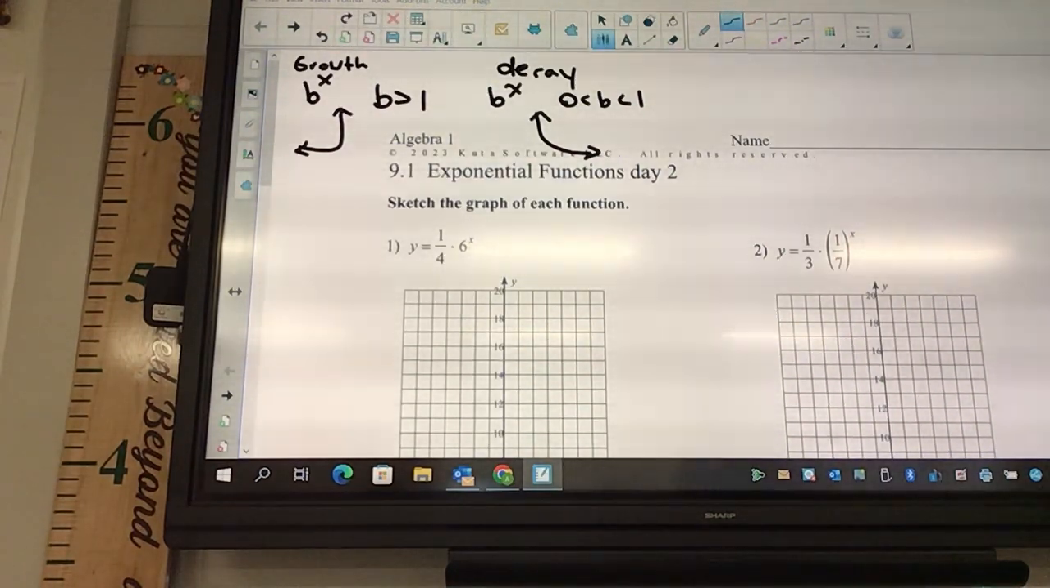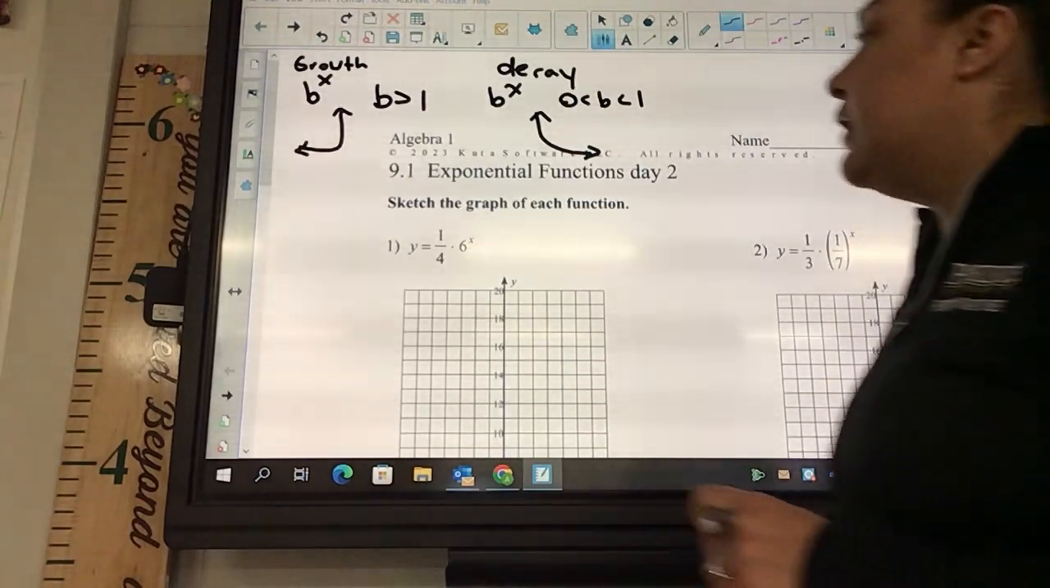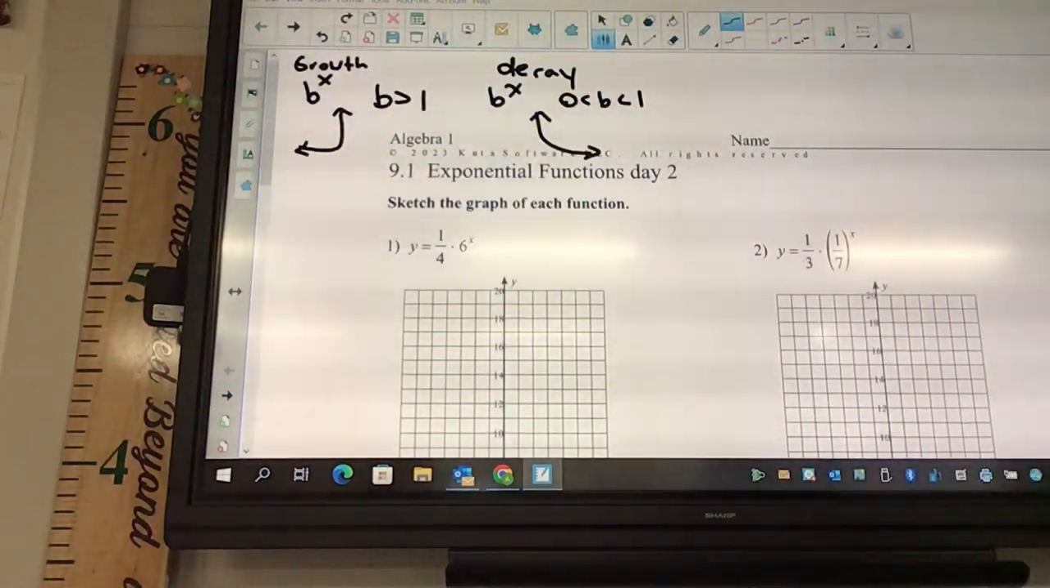Okay, so if we look at number 1, is that going to be growth or decay? That is definitely going to be growth. We're looking at the 6, okay? So you're looking at the number that is closest to that exponent, okay?